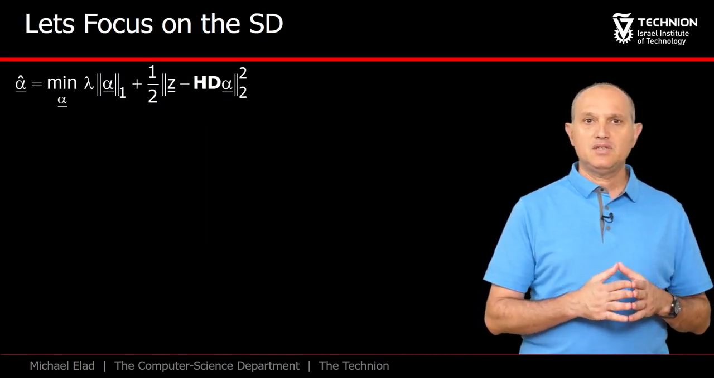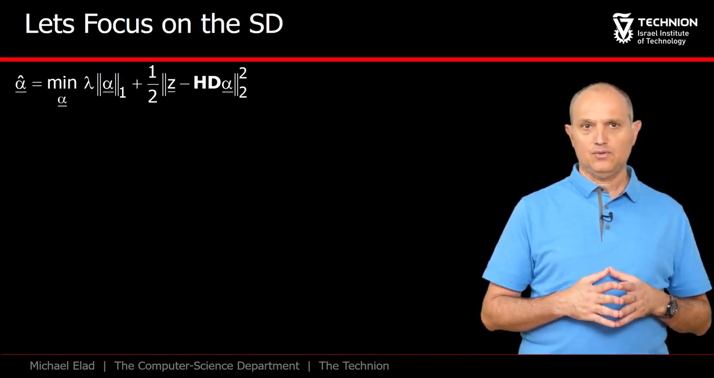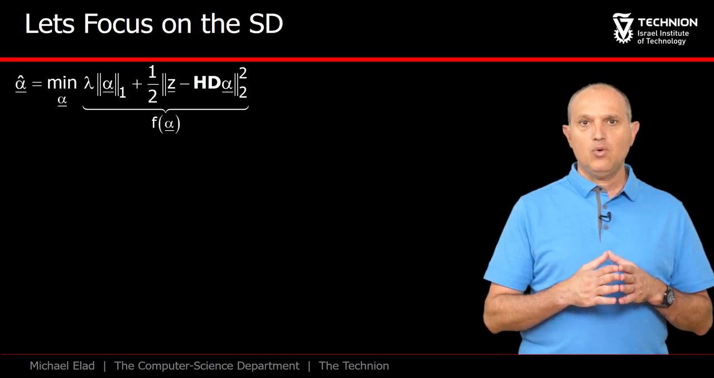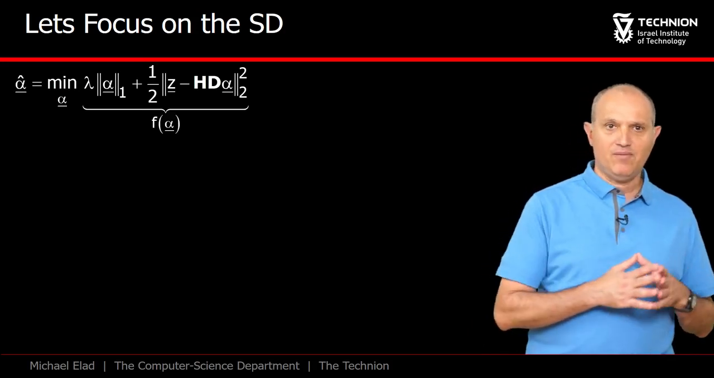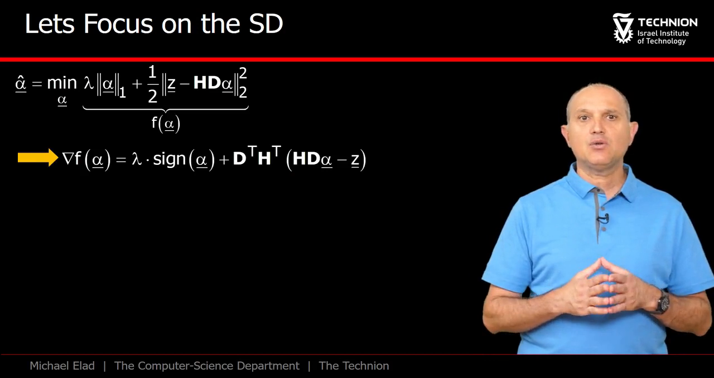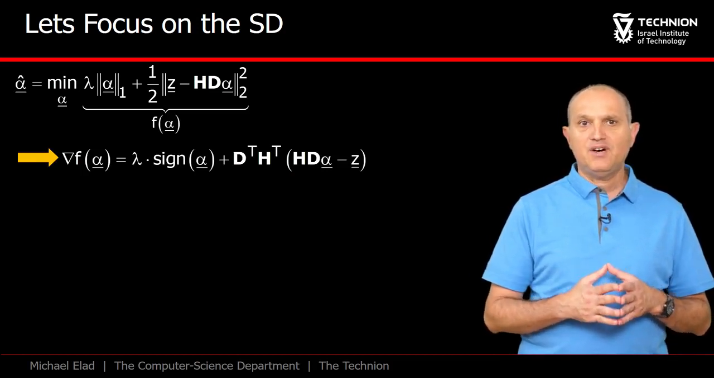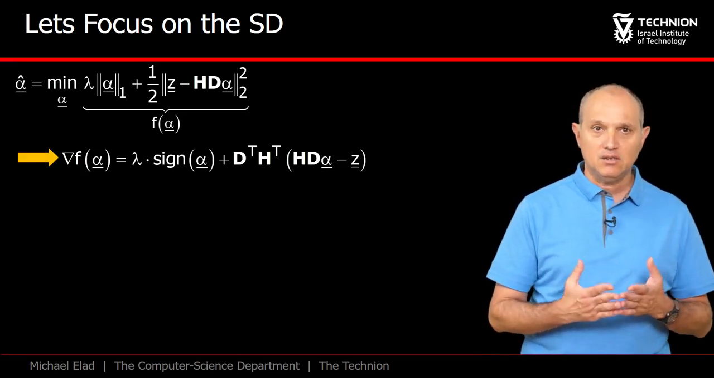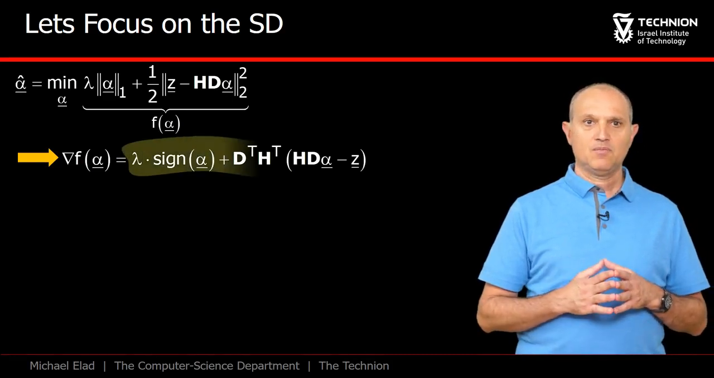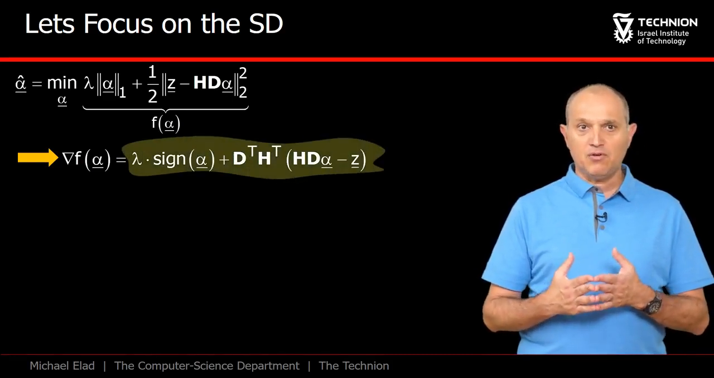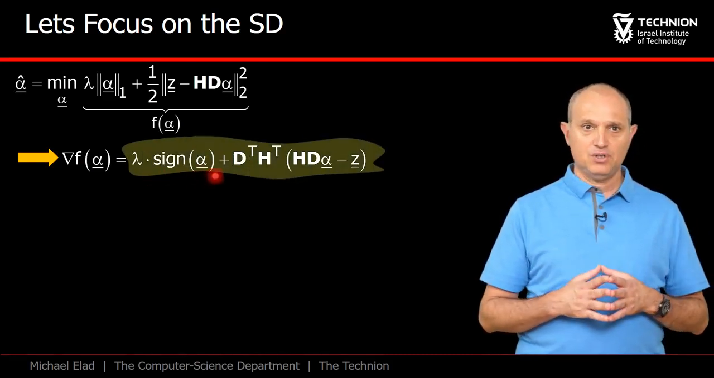Let's talk about the steepest descent, SD for short. We denote the function we are about to minimize as f of alpha. The SD algorithm relies on the gradient of this function, which defines the direction of the maximal ascent in this function, so here it is. Note that when taking the derivative of L1, we get the sign function.